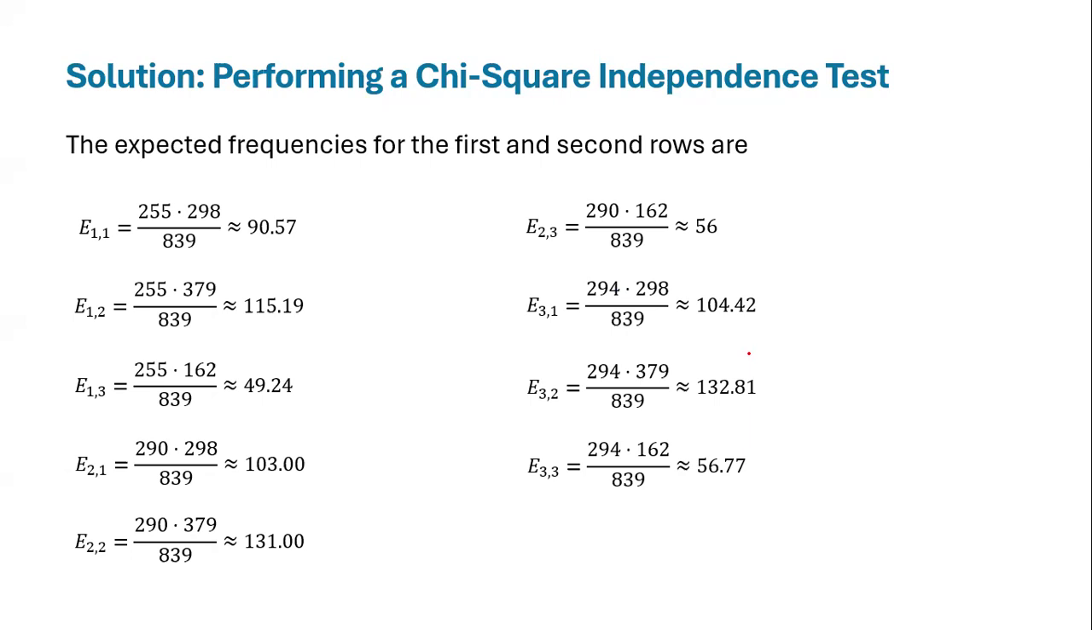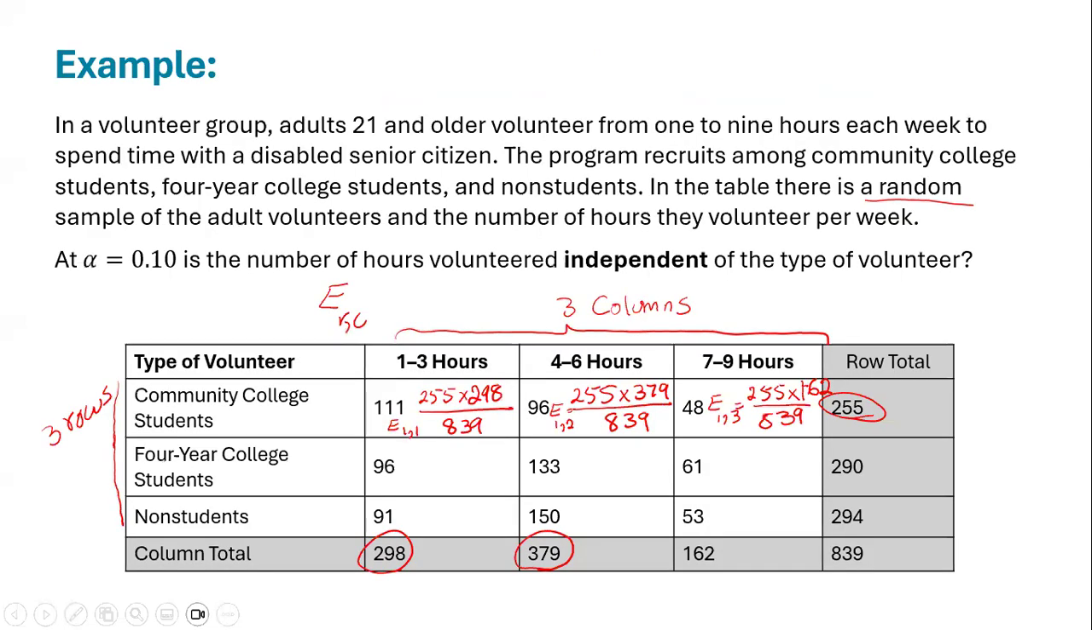For the test of independence, when you read the question, how do you know that you need to use the test of independence? Because the claim says, is the number of hours volunteer independent of the type of volunteer? That means that's a test of independence. And you know that for the test of independence, we always put the word independent for the null and dependent for the alternative.